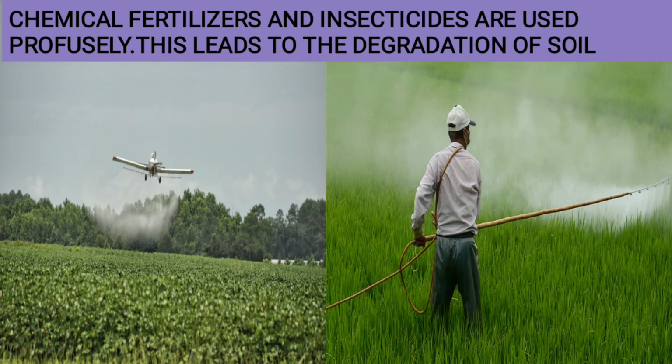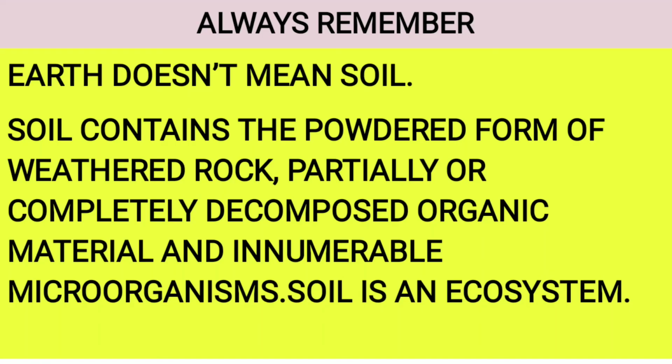Similarly, what is degradation of soil? You are spoiling the soil, spoiling the nutrients of the soil. So which are the things which spoil the soil? Chemical fertilizers and insecticides. So always remember, earth doesn't mean soil. Again I'll repeat, the ground you are living on is not your soil. What is soil then? Soil contains the powdered form of weathered rock, partially or completely decomposed organic material, and innumerable microorganisms. So soil is an ecosystem. Thank you. And I will continue the second part of this in the next video.